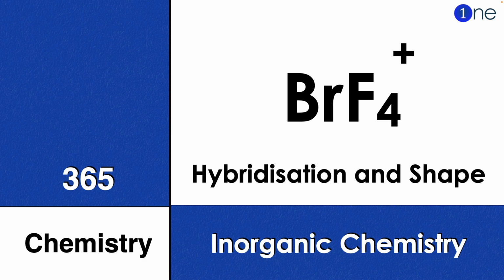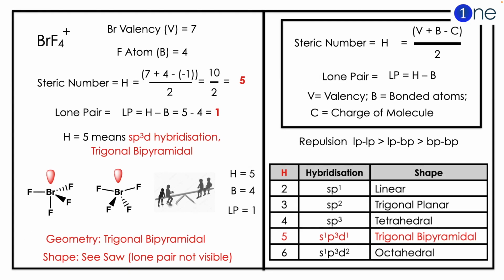Inorganic chemistry questions for you. Here they have given the BrF4 plus cation. You have to find the hybridization and shape of it. To find the hybridization, you should know the steric number.